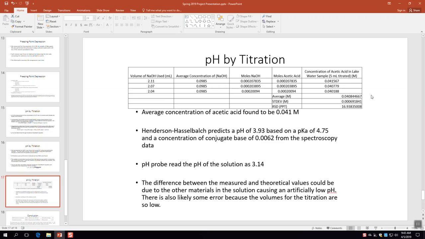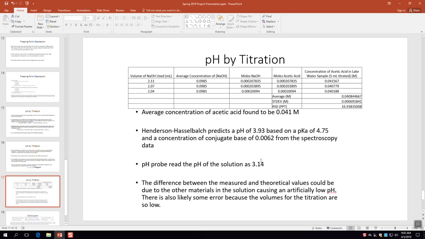The average concentration was 0.0408 molar, and the RSD was about 17, indicating that our data was relatively precise. We used the average concentration of acetic acid and the Henderson-Hasselbalch equation, as described previously, to predict that the pH was 3.93. And we did this using our spectroscopy concentration. The pH probe read 3.14.